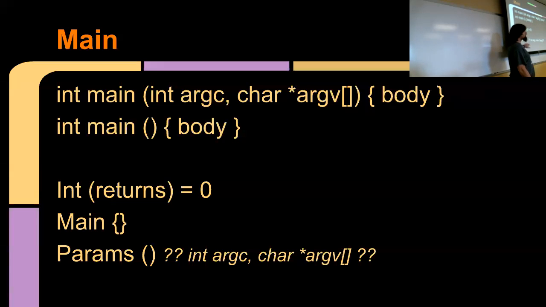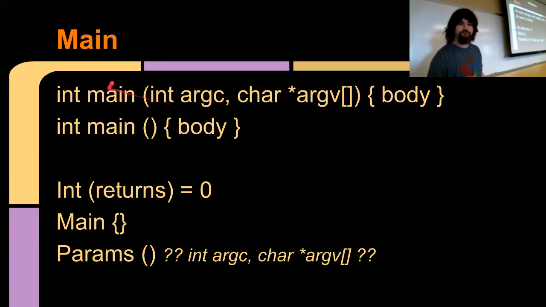We want to check parameters or arguments. argc is the count. argv is a ton of characters that are all stuffed together.